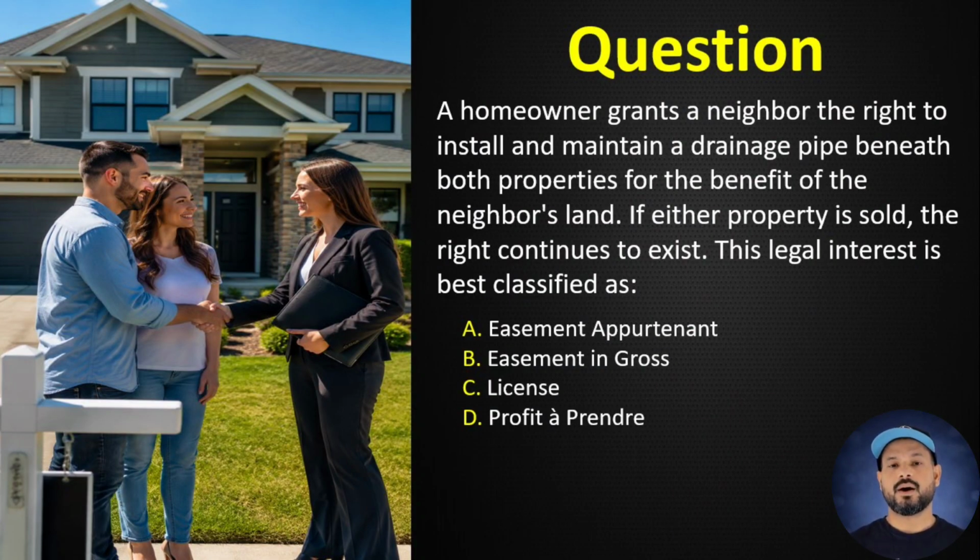Question number 1. A homeowner grants a neighbor the right to install and maintain a drainage pipe beneath both properties for the benefit of the neighbor's land. If either property is sold, the right continues to exist. This legal interest is best classified as A. Easement appurtenant, B. Easement in gross, C. License, D. Profit appurtenant. Correct answer, A. Easement appurtenant. An easement appurtenant benefits another parcel of land and usually transfers with ownership.